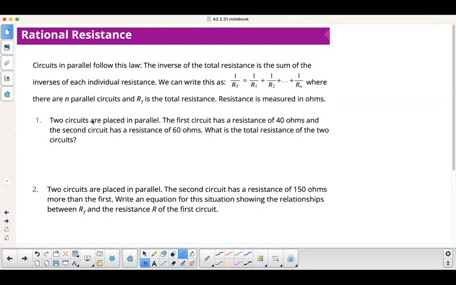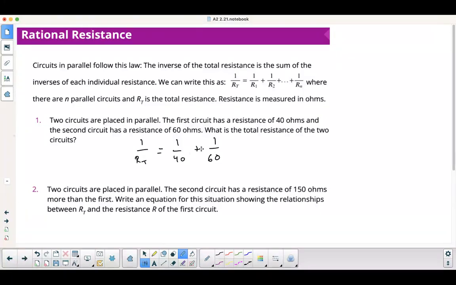So 2 circuits are placed in parallel. So we're not going to use this part. We're only really going to go right here, okay? First circuit has a resistance of 1 over 40, and the second is 1 over 60. And that's equal to 1 over your resistance total. So what is the total resistance of the 2 circuits?